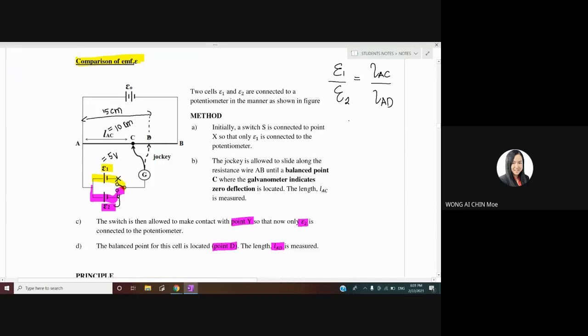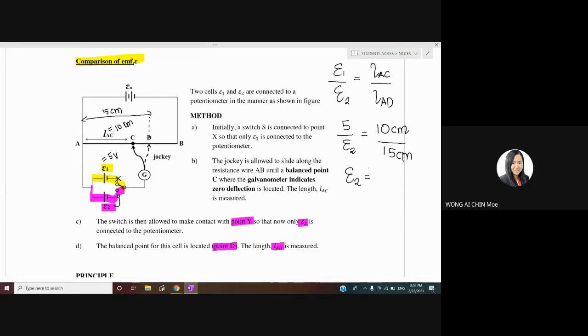Epsilon 1 is 5 volt. Epsilon 2, EMF 2, we don't know. Okay, LAC, when you connect with 5 volt, total length is 10 cm. When you connect with epsilon 2, the balance point is at 15 cm. So find out what is the value for EMF 2. Take out your calculator and calculate the value for epsilon 2.